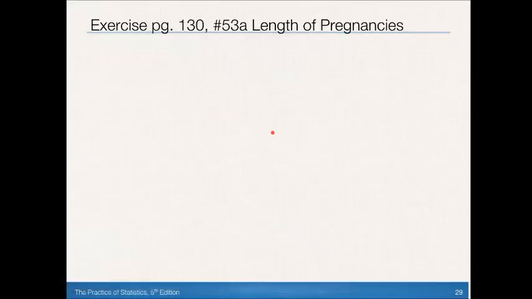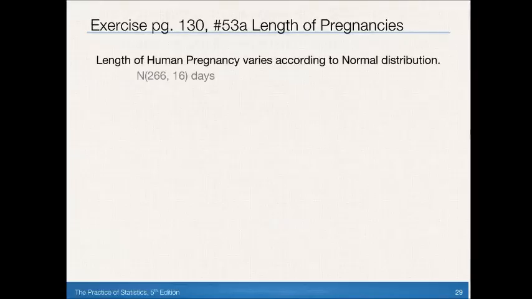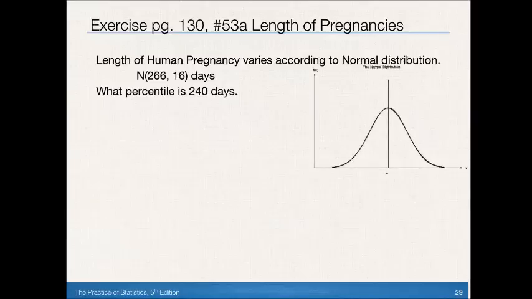Okay, let's try an example on page 130, number 53. And it's about the length of pregnancies. The length of human pregnancies from conception to birth varies according to a distribution that is approximately normal, with a mean of 266 days and a standard deviation of 16. Okay, so we get this normal distribution in days. At what percentile is a pregnancy that lasts 240 days? That's about 8 months.